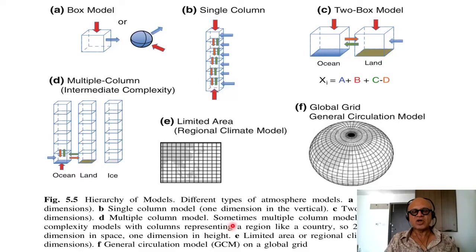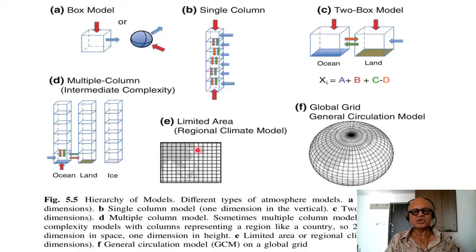So multiple column models are sometimes intermediate complexity models with columns representing a region like a country. So they are basically two-dimensional, one dimension in space and one dimension in height. So you can see again horizontal exchanges and vertical exchanges here.